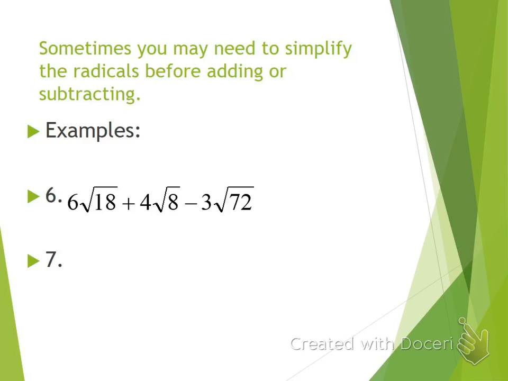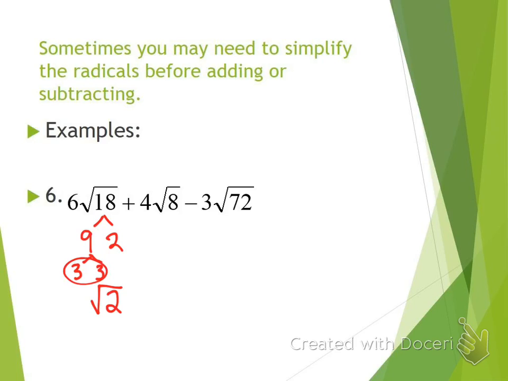Sometimes you may need to simplify the radicals before adding or subtracting. So we'll focus on number 6 for now. We're going to go through this problem, and one radical at a time, we are going to simplify it. So if we break down 18, what does it break into? 9 and 2. 9 breaks into 3 and 3. So what can come outside? A 3 from that pair. What stays inside? A 2.